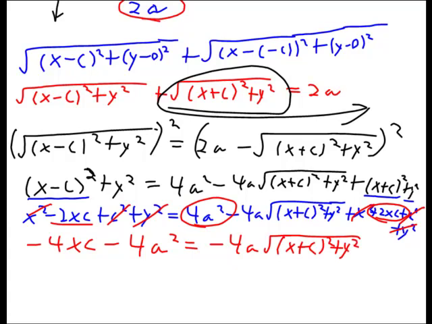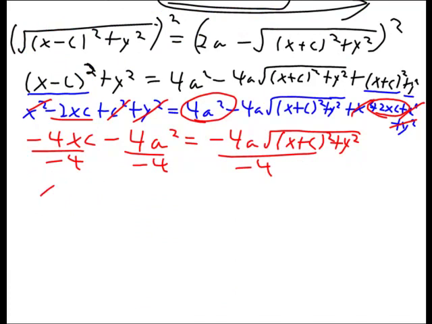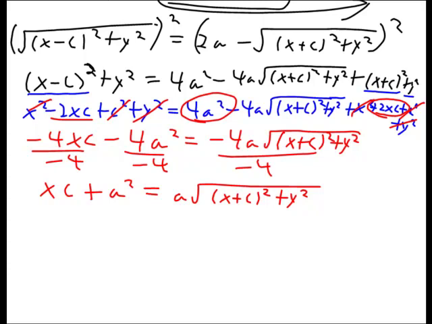So now what can we do to further simplify it? First, let's go ahead and divide out negative 4. So we divide by negative 4 on each term, and that will simplify things where we have simply xc plus a squared equal to a times the square root of (x plus c) squared plus y squared. So now we're starting to get somewhere with this.